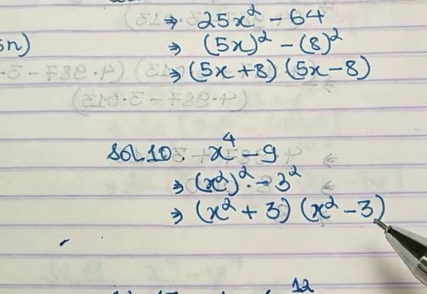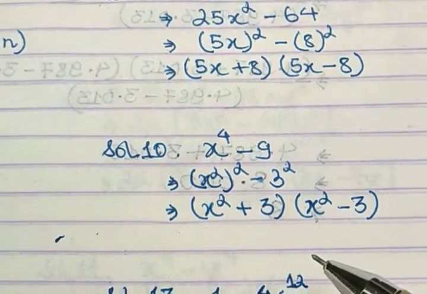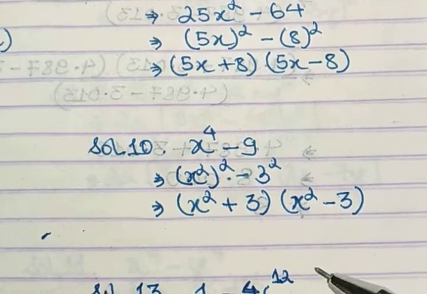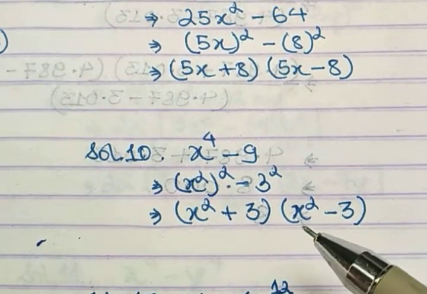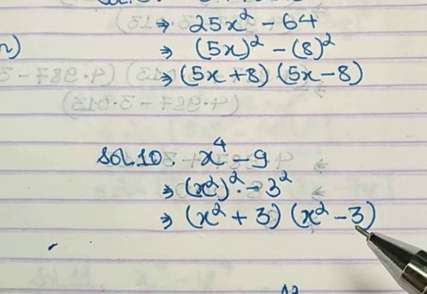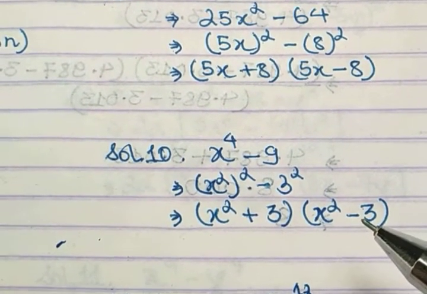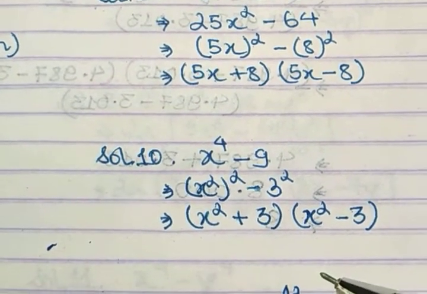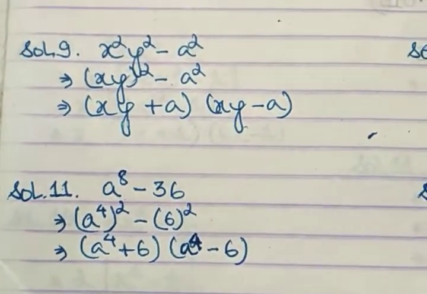Now see, in this one you cannot use the identity again, although sometimes you may get questions where you have to use the identity again. Here we cannot, because x square minus 3, and 3 is not a perfect square, isn't it? So we have to stop here. If this number would have been 4, then we would need to use the identity a square minus b square again, because as we know 4 is a perfect square. Then again expand the term. Don't worry, we'll get that sort of question as well.